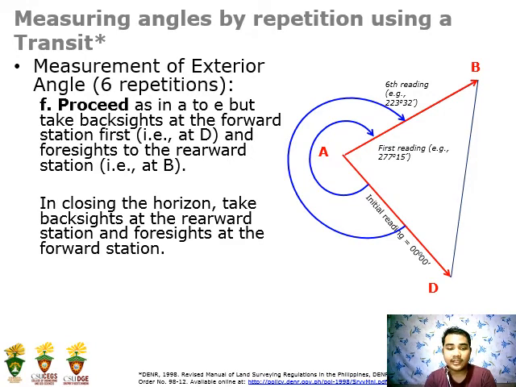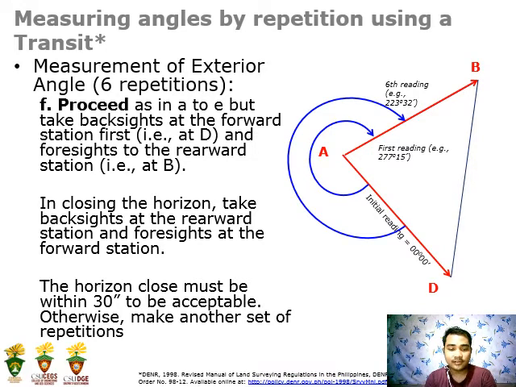So same lang gihapon in closing the horizon, take backsights at the rearward station and foresight on the forward station. And the horizon closure must be within 30 seconds to be acceptable. Otherwise, make another set of repetition. So kung dili moabot og 30 seconds or molapas pa og 30 seconds, so rerun.